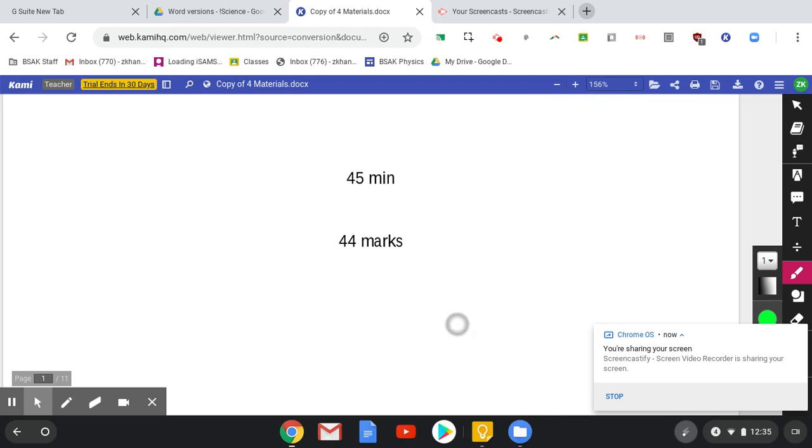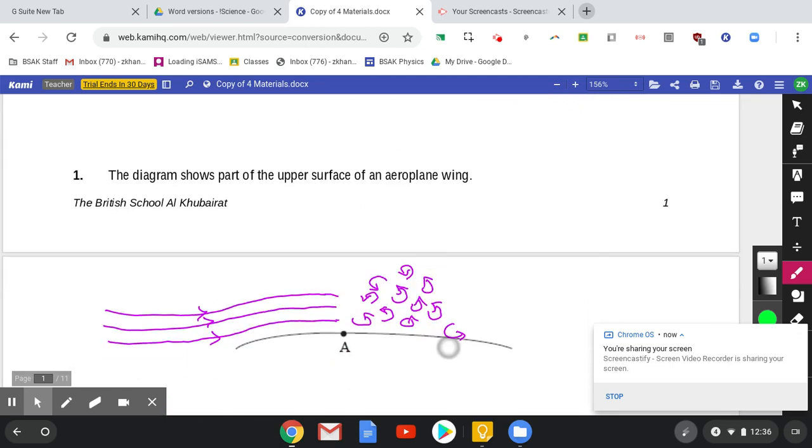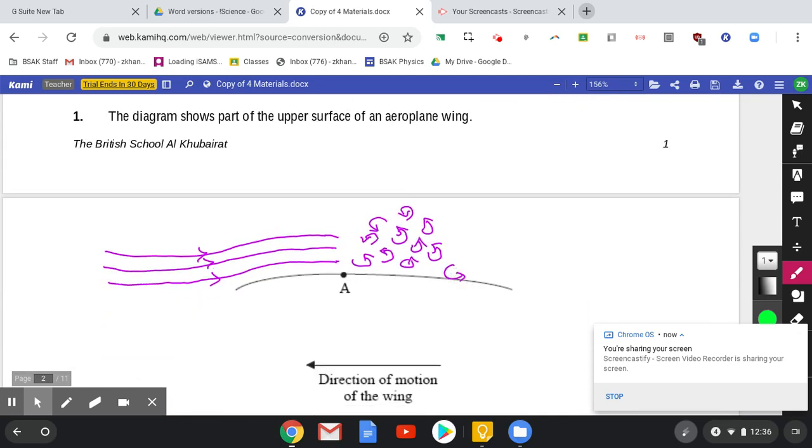a while ago over this. Okay. Right. Question one. What you've got is a wing moving to the left. So the air is going to flow over the wing this way. It's not going to flow that way. For those of you who have drawn your incoming arrows this way, I've got that wrong.